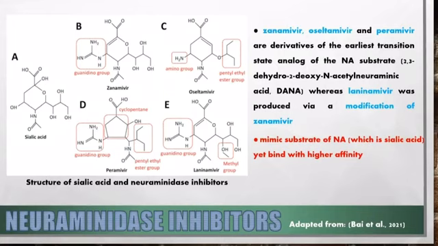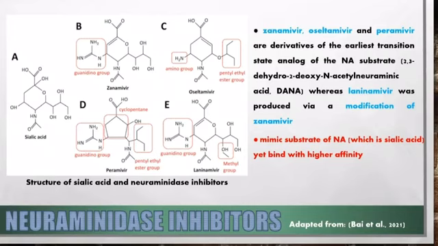Zanamivir, oseltamivir, and peramivir are derivatives of the earliest transition state analog of the neuraminidase substrate, 2,3-dehydro-2-deoxy-N-acetyl-neuraminic acid, DANA, whereas laninamivir was produced via a modification of zanamivir. All of them mimic the substrate of neuraminidase, which is the sialic acid, and they can bind to the neuraminidase with higher affinity as compared to the sialic acid.